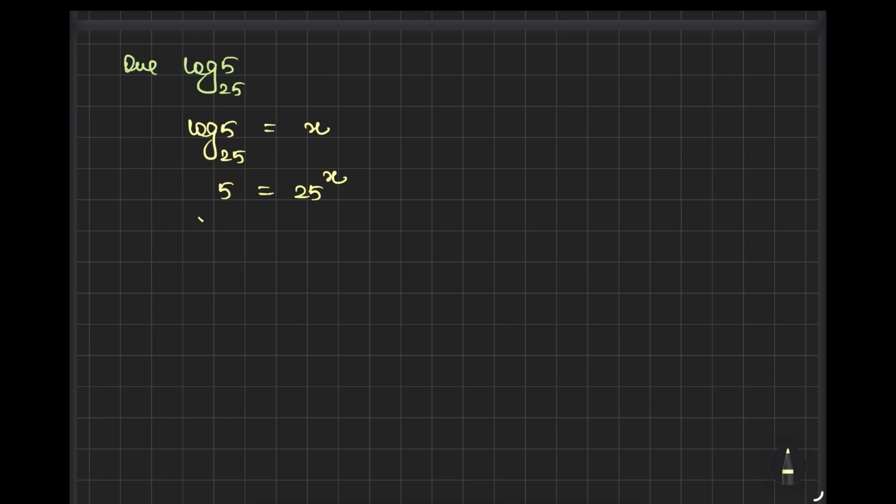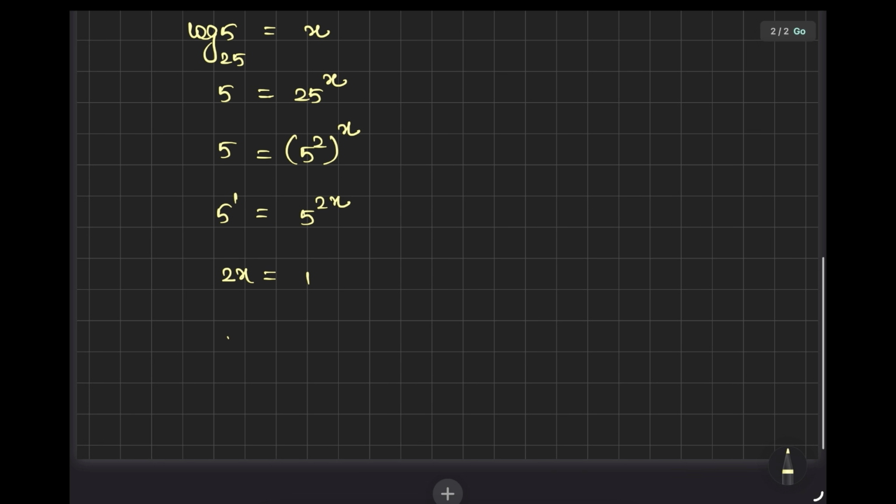Now look at this. You know that you cannot simplify this 5, but you can simplify this 25. So can I write 5 equals 5 power 2 to the power x? So it is 5 power 2x equals 5. Okay. Now we can compare the power, that the value of 2x becomes 1. Therefore the value of x comes out to be 1 by 2.